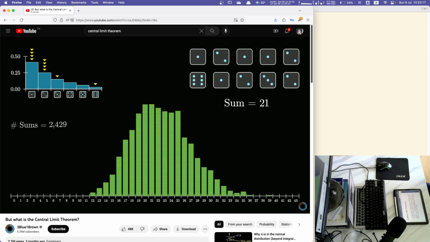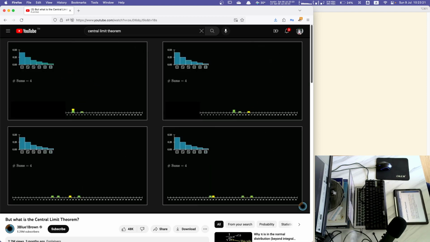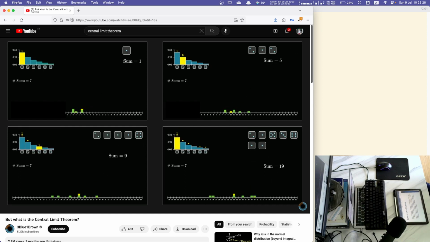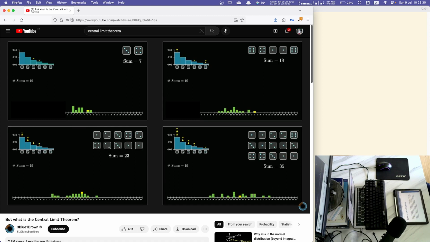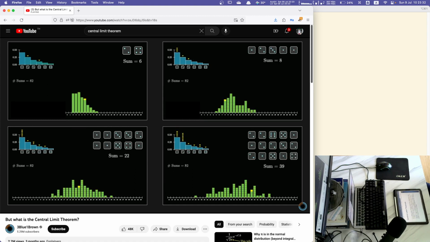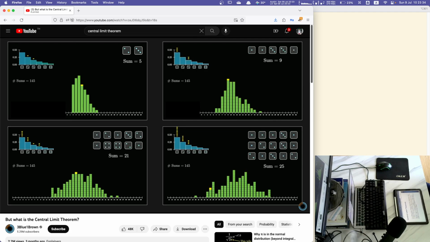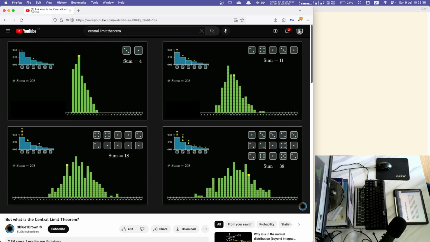To better illustrate what the central limit theorem is all about, let me run 4 of these simulations in parallel, where on the upper left, I'm doing it where we're only adding 2 dice at a time. On the upper right, we're doing it where we're adding 5 dice at a time. The lower left is the one that we just saw, adding 10 dice at a time. And then we'll do another one with a bigger sum, 15 at a time.